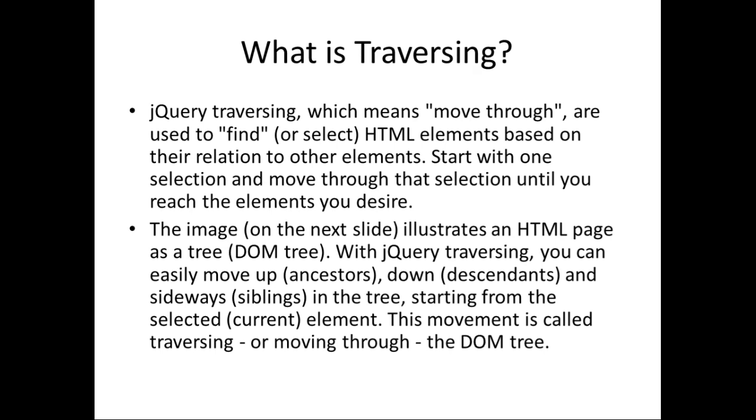The image, which is on the next slide, illustrates an HTML page as a tree, or a DOM tree. With jQuery traversing, you can easily move up. When we move up, we're referring to the ancestors of the elements, and if we move down, we're referring to the descendants, and sideways, siblings, similar to a family tree, starting from the selected or current element. This movement is called traversing, or moving through, the DOM tree.